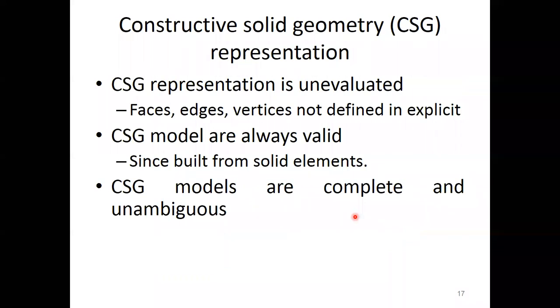So, concept of solid geometry representation. Okay, here the CSG representation is unevaluated, meaning faces, edges, vertices are not defined explicitly. Here we are storing only the primitives and the order of Boolean operations. We are not explicitly saving the object. So CSG models are always valid, and CSG models are complete and unambiguous. The wireframe model is ambiguous, whereas CSG models are unambiguous.